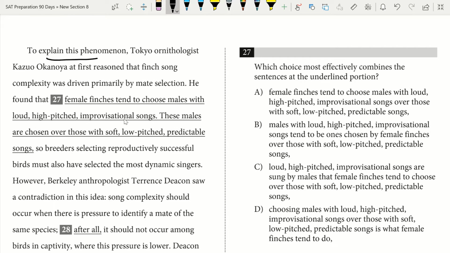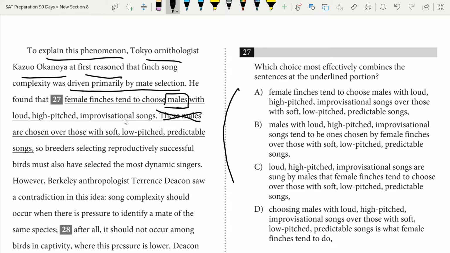So I'll read up. To explain the phenomenon, Tokyo ornithologist Kazuo Okanoya at first reasoned that finch song complexity was driven by mate selection. He found female finches tend to choose males with loud, high-pitched improvisational songs. Okay, when I see I have males right here, I don't want to repeat that, so I want to get rid of these males. Are chosen over those with soft, low-pitched, predictable songs. Okay, so I'm really looking to make sure I'm not repeating males twice here. So I'm going to look to go down A through D, find which one is going to be more than likely my answer.